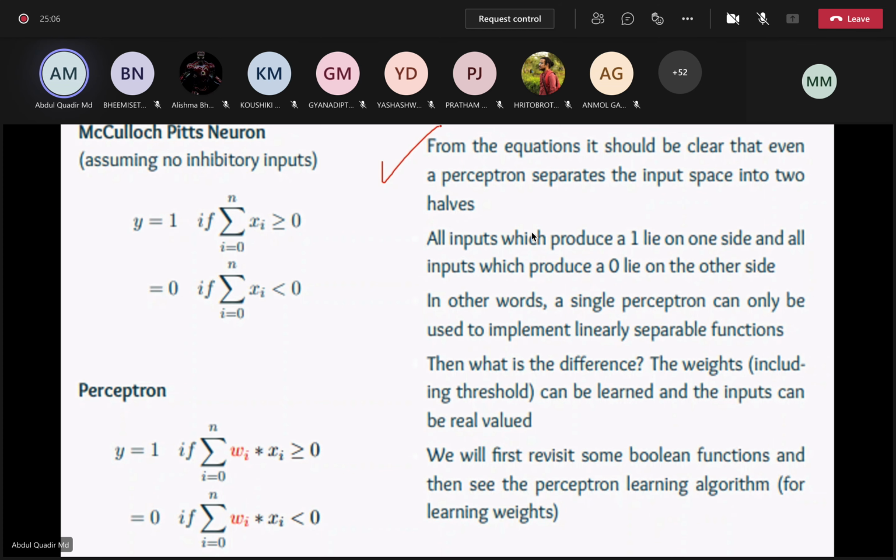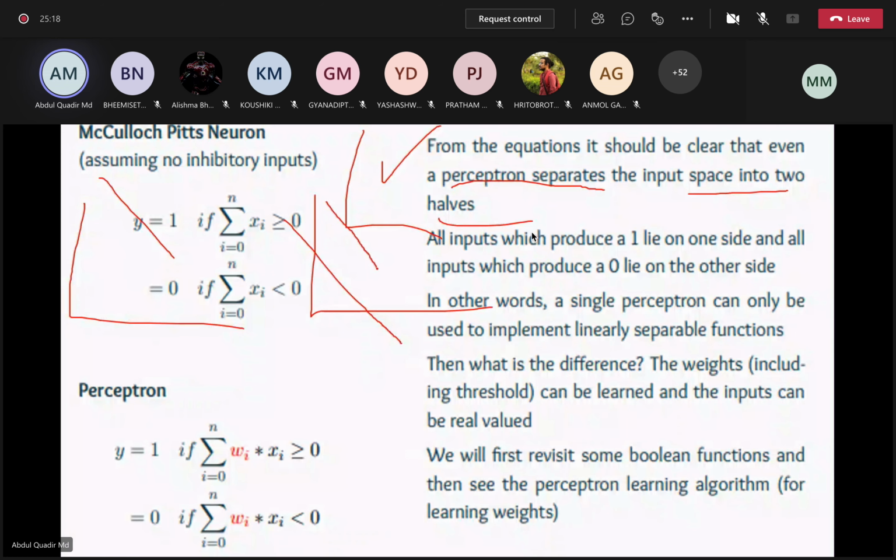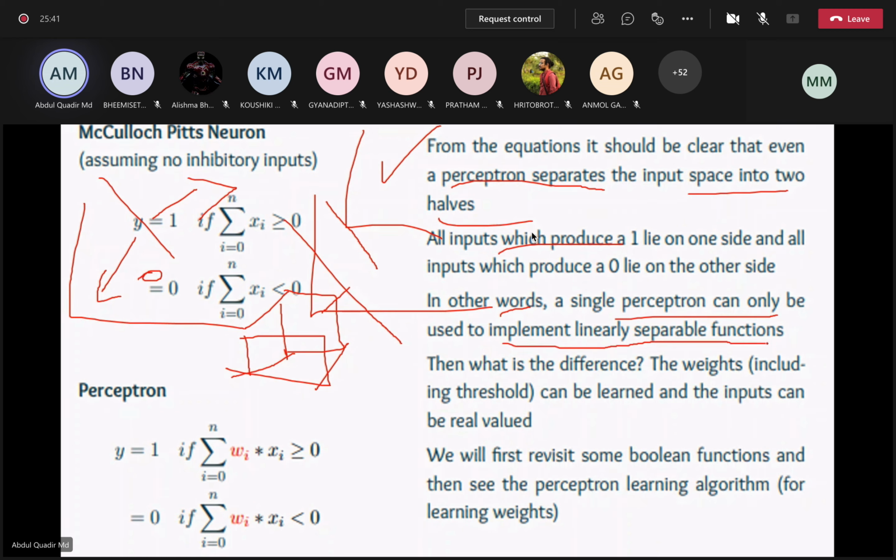From the equation, it should be clear that a perceptron separates the input space into two halves, just like the MP neuron did for the OR gate, the AND gate, and the tautology, and for a plane, higher-dimensional hyperplane. All inputs which produce 1 lie on one side of the plane, and all inputs which produce 0 lie on the other side of the plane. In a word, a single perceptron can only be used to implement linearly separable functions.